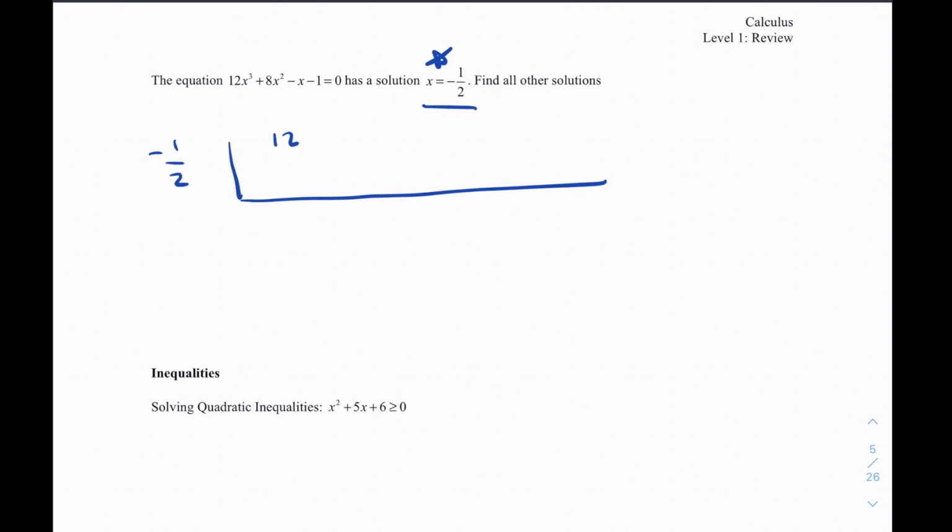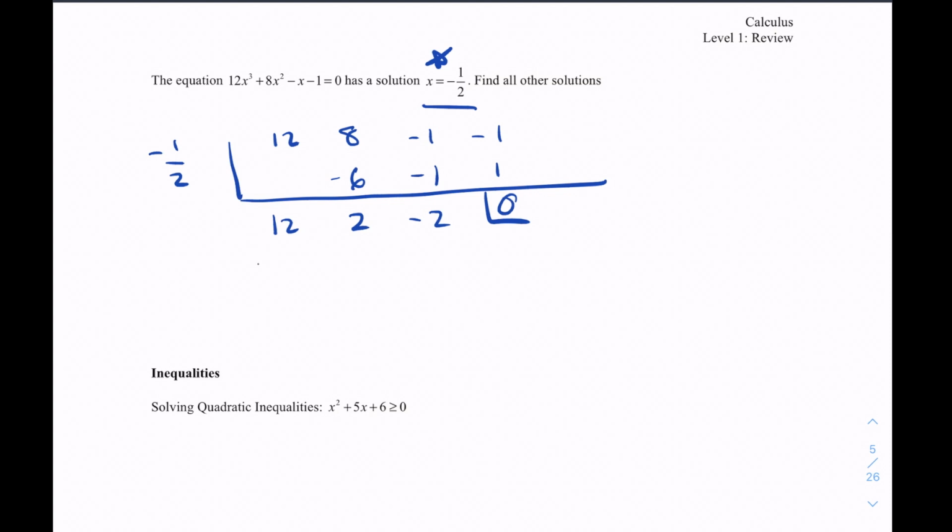So I'm going to write my coefficients: 12, 8, -1, -1. Bring down the 12. Multiply, that'd be -6, add 2, multiply, that would be -1, add -2, multiply, -2 times -1/2 is 1, add 0, that is our remainder. If we're told that something is a solution, the remainder has to be 0.